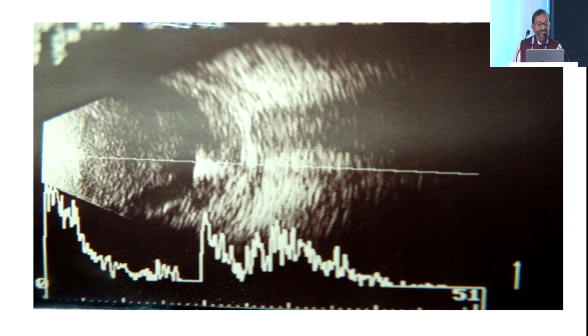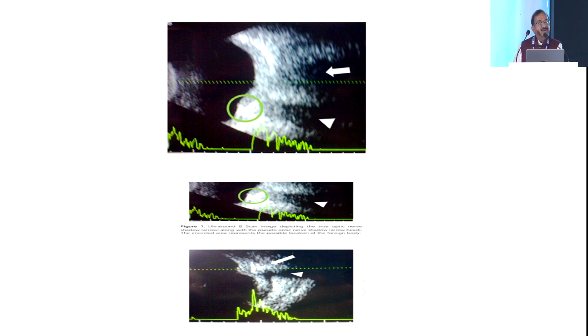So this is a picture of an ultrasound showing a pre-retinal foreign body. An interesting phenomenon that has been observed on the ultrasound when the foreign body is impacted in the coats posteriorly is what is called the double optic nerve head sign.